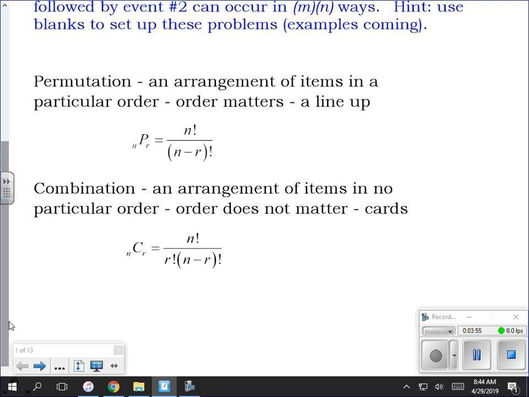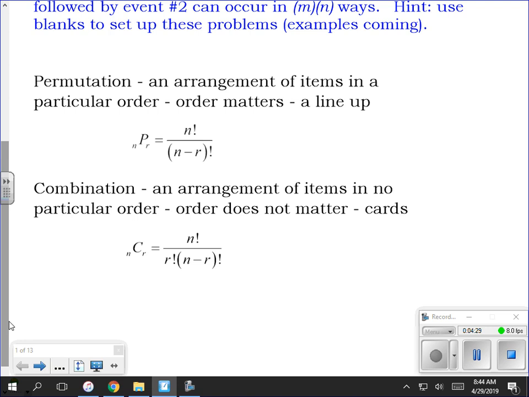But N is the number of items I'm choosing from. R is the number of items I am choosing. You can't choose more than you have. Let's say I've got a bag with 10 little chips in it. Each one has a different letter on it. I can't choose 11 items from those 10. What's the order I can put 11 of those 10 chips in? Sorry, I don't have 11 chips. I can't do that. So the number you're choosing has to be equal to or smaller than the number you're choosing from. N is how many choices we have.